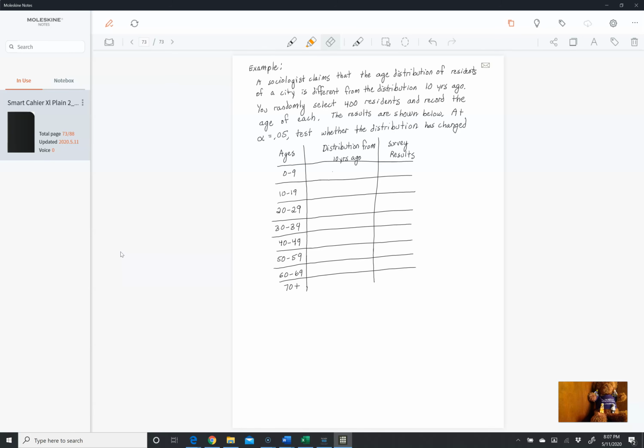So the previous distribution from 10 years ago is 16% of the population was between 0 and 9. 20% of the population was between 10 and 19. 8% between 20 and 29. 14% between 30 and 39. 15% between 40 and 49. 12% between 50 and 59. 10% between 60 and 69. And finally 5% 70 plus.